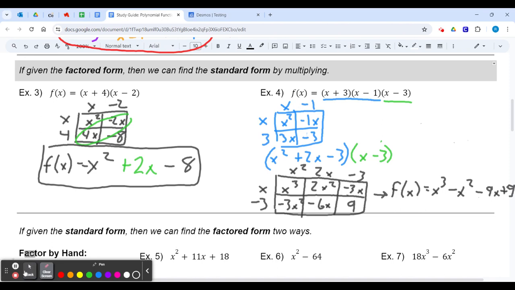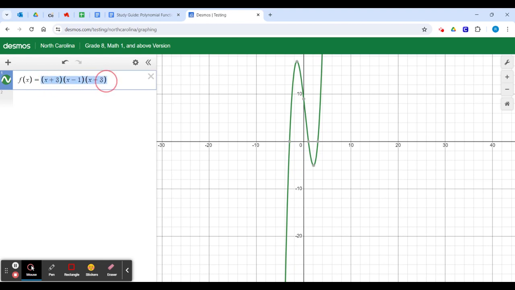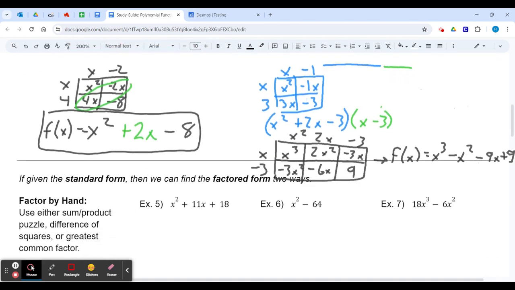And let me just double check this in Desmos real quick to see if it lines up. I went ahead and I typed in my original equation, x plus 3 times x minus 1 times x minus 3. Here's the equation that we just multiplied to. So it'd be x to the third minus x squared. It looks like a minus 9x plus 9. And boom, those line up good. So we did multiply that correctly.